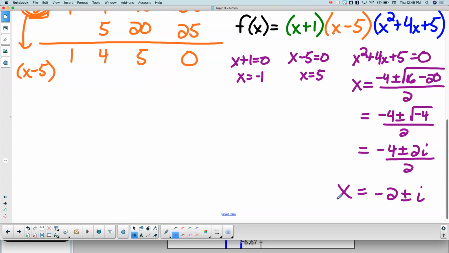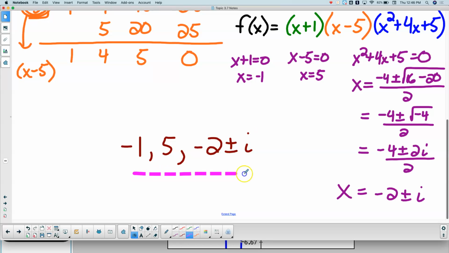Okay? Now, depending upon your directions, if your direction said find all the real zeros of the function, the real zeros would be negative 1 and 5. If it said find all the zeros, then you've got to add in the imaginary ones too.